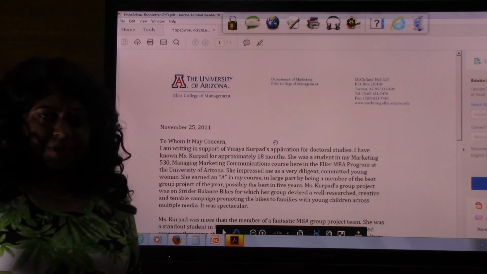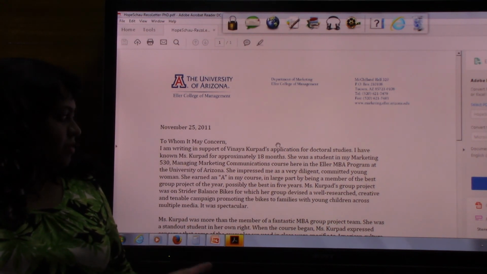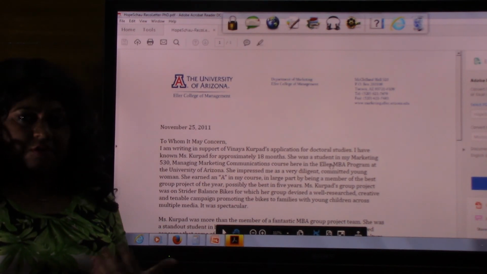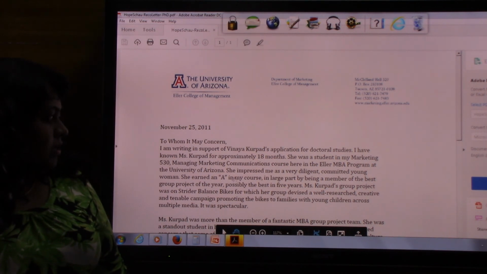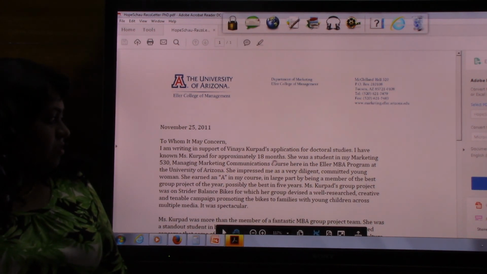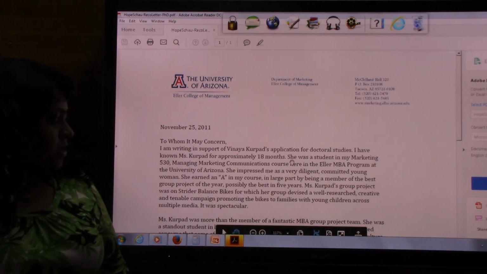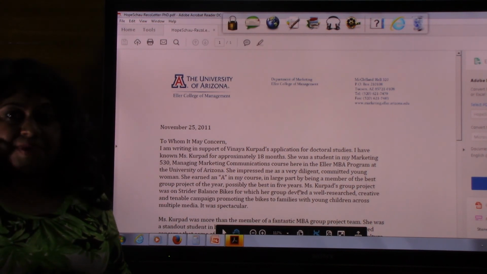I was actually applying for a PhD program in entrepreneurship at one point of time, a few years back, and she was recommending me to the PhD program in marketing, and it's actually in entrepreneurship. So she writes a letter in support of my application for doctoral studies, and she said she's known me for approximately 18 months, and that I was a student in her particular course, and that I impressed her as a very diligent, committed young woman. I earned an A in the course, and I was a member of the best group project of the year, possibly the best in 5 years.